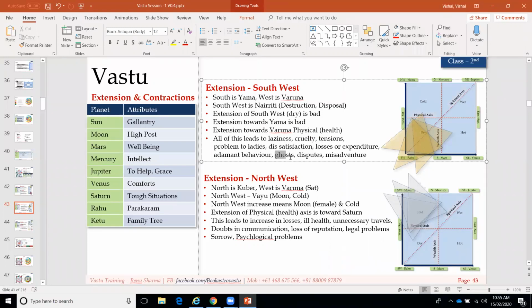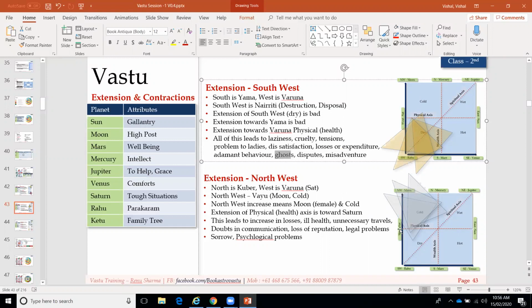Why ghost? Because Rahu is a ghost. Rahu brings ghosts, disputes and misadventure. Similarly, north is Kuber and west is Varuna. So this is west. So we are saying the property is extended in this part.